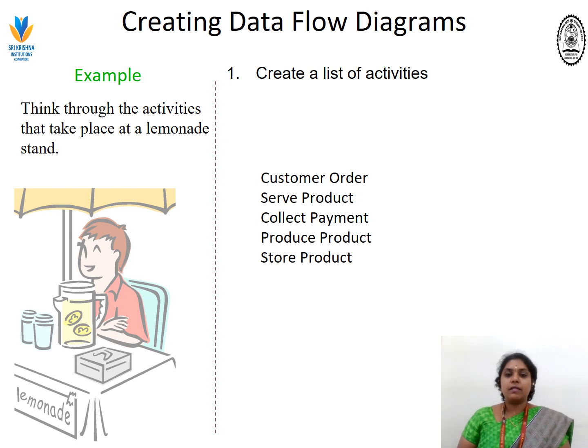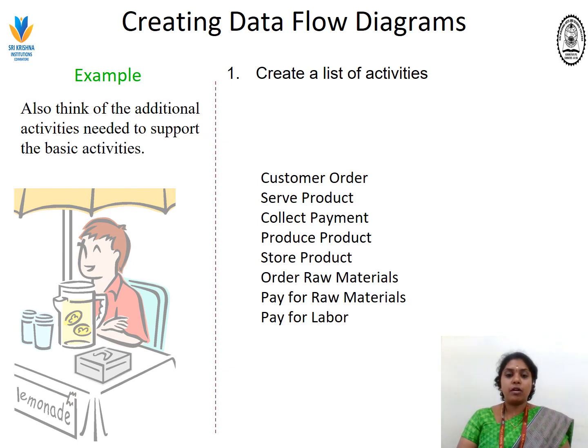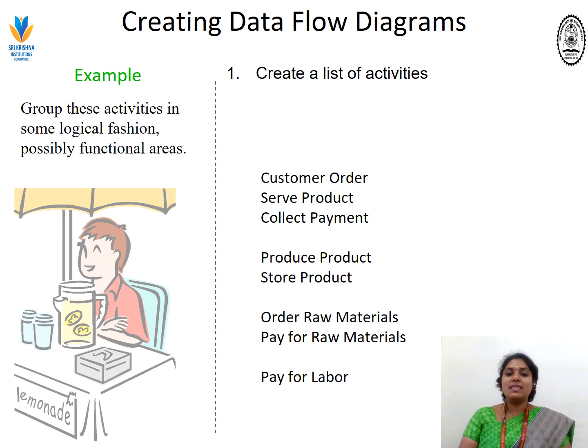The server, what are all the services, what we are going to serve, and collect the payment, produce product, store products, order raw material, pay for raw material, pay for labor. These are all the major activities, maybe a process in an Amazon system, right? And we can segregate it.